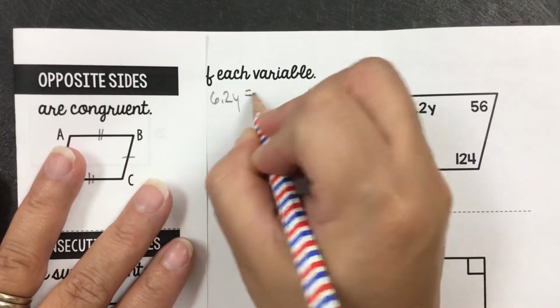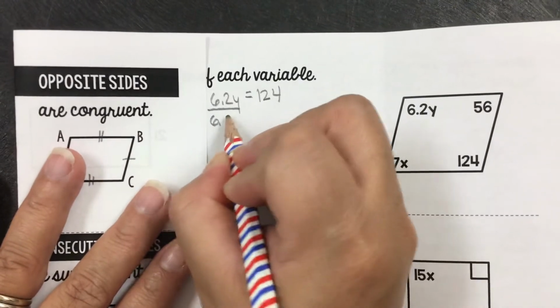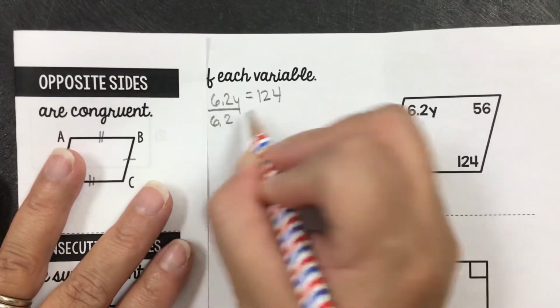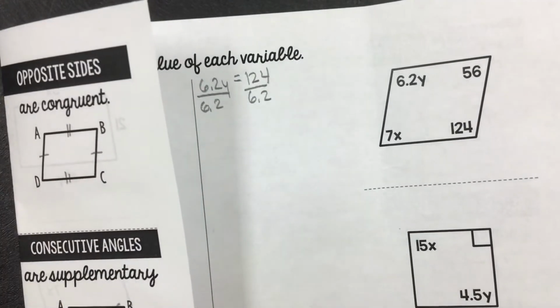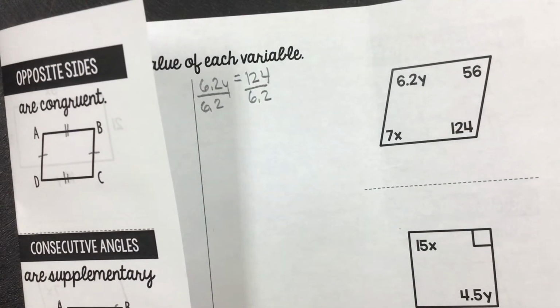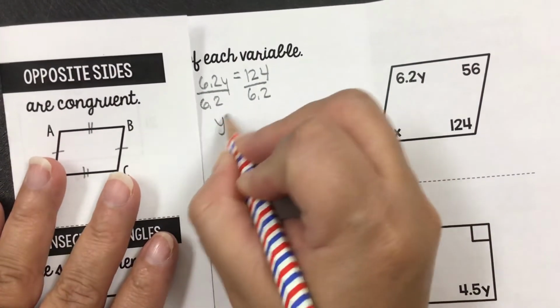6.2y is equal to 124. We're going to divide both sides by 6.2, which gives you 20. Y is equal to 20.